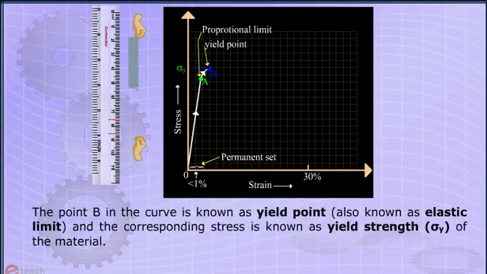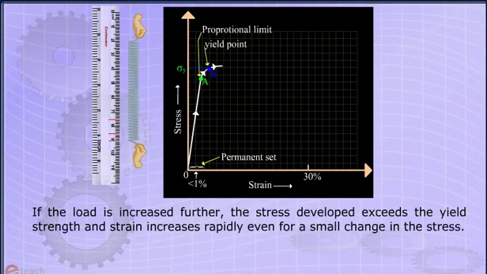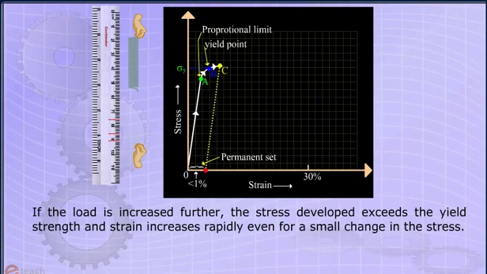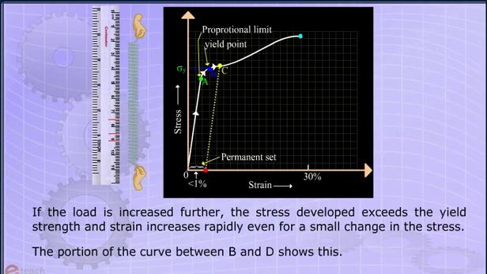The point B in the curve is known as yield point, also known as elastic limit, and the corresponding stress is known as yield strength, sigma y, of the material. If the load is increased further, the stress developed exceeds the yield strength and strain increases rapidly even for a small change in the stress. The portion of the curve between B and D shows this.